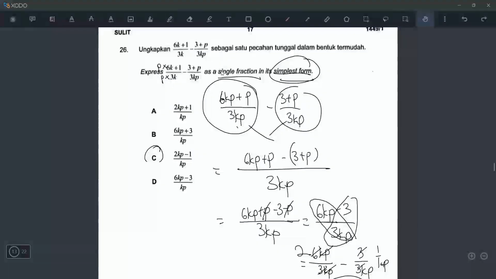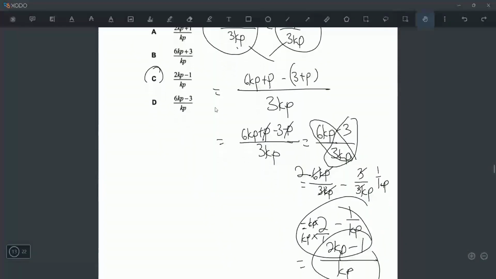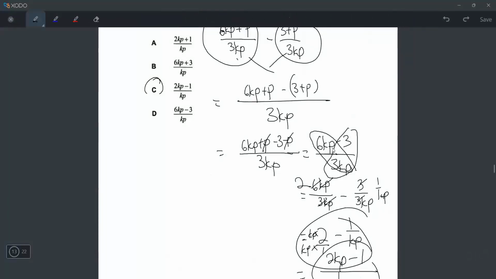Because the soalan got asked you to write in the simplest form, right? So just now I end up here 6kp minus 3 over 3kp. And I thought the answer is, yeah, it's not D lah. There's no 3 here, right? There's no 3 here. Okay, sorry. Okay. Nasib baik I got double check lah. Okay, the 3, there's no 3 here. So this is actually wrong lah. This is also wrong because it's not plus 3, it's minus 3. So it's left with A or C.